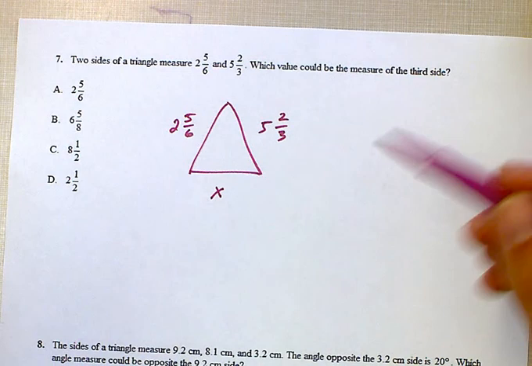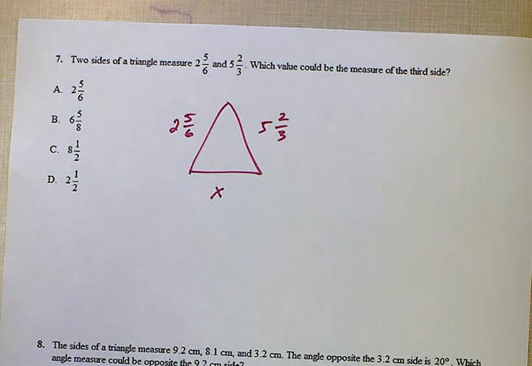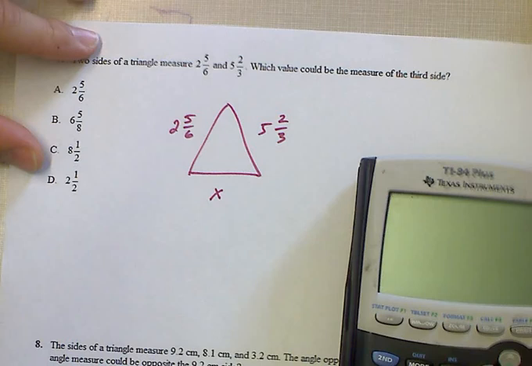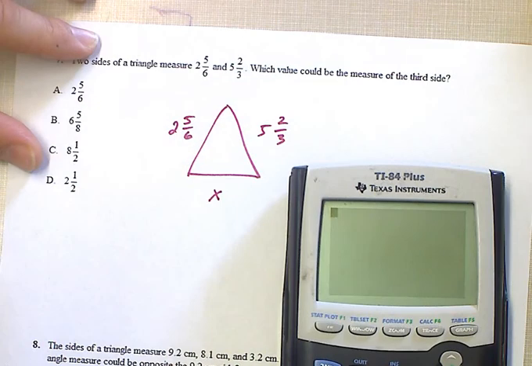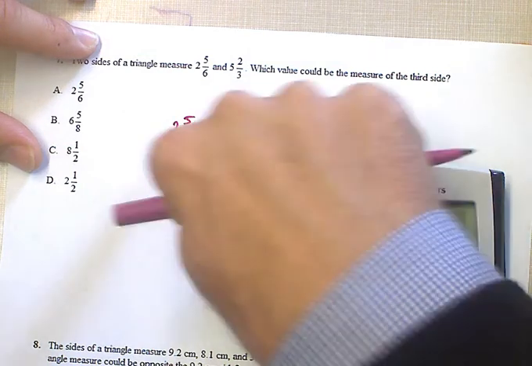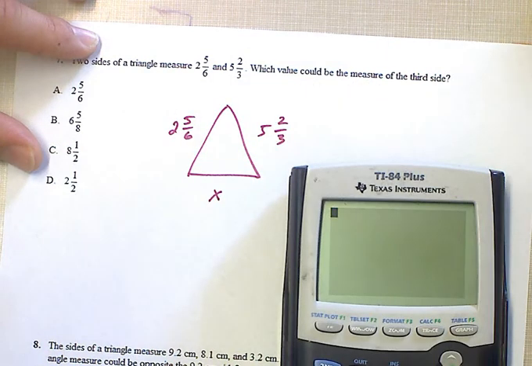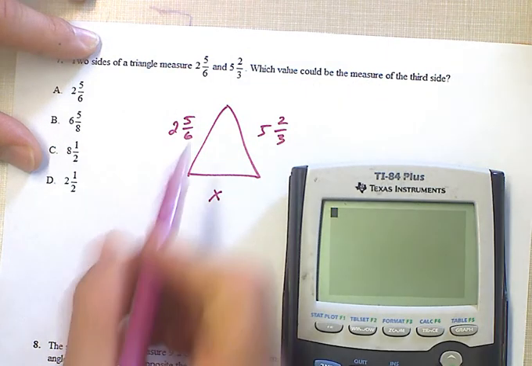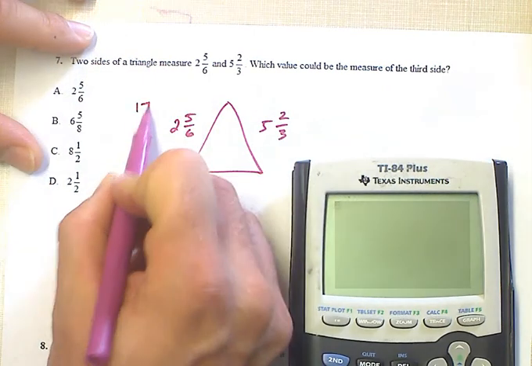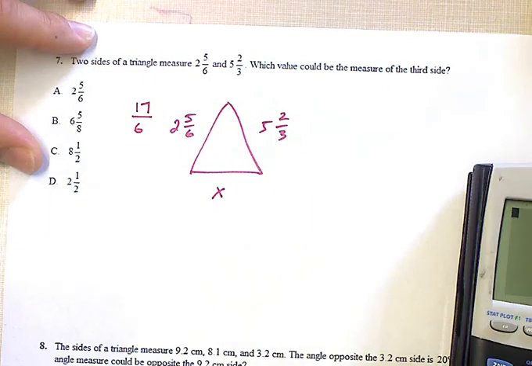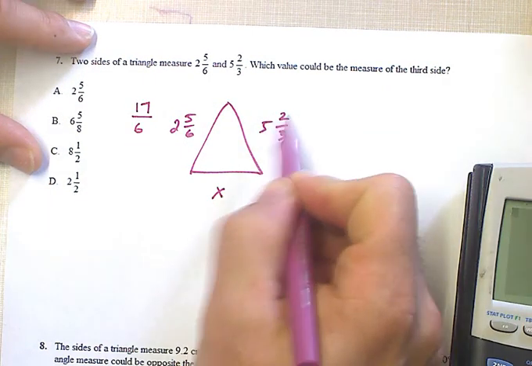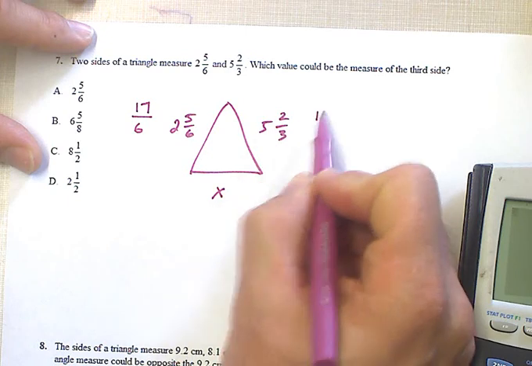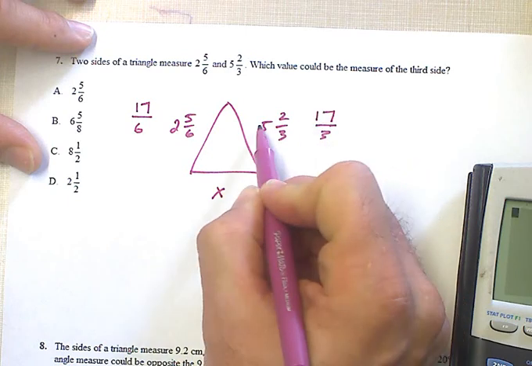Now, the best way to deal with this is actually you can use a calculator and say, okay, 6 times 2 plus 5 is, if I make this a mixed number here, going to be 17 over 6. And then I can make this 17 over 3. 3 times 5 plus 2, 17 over 3.